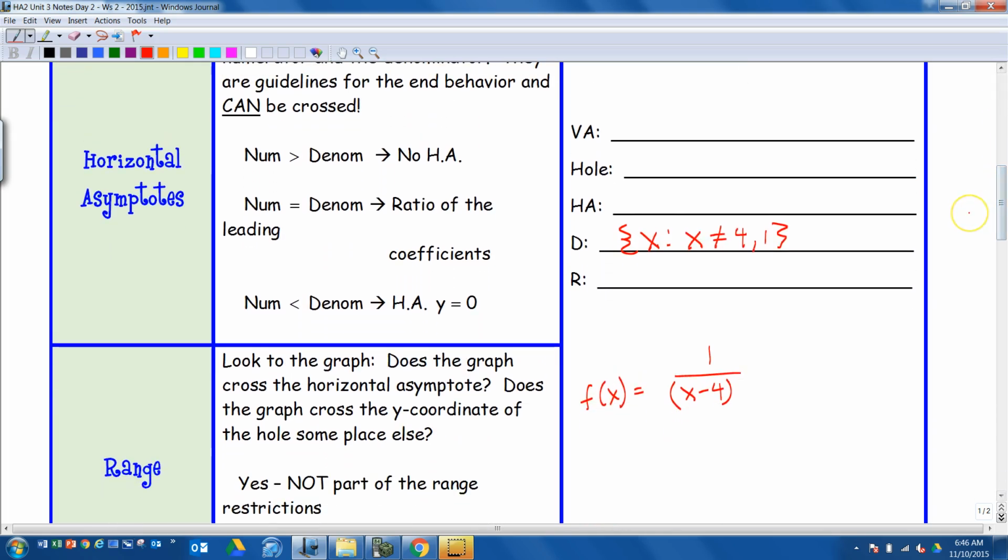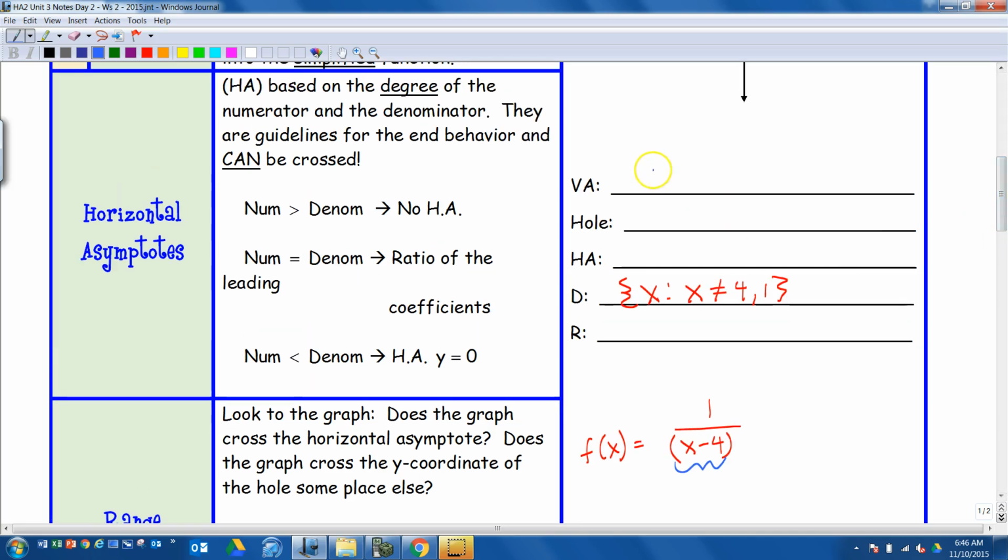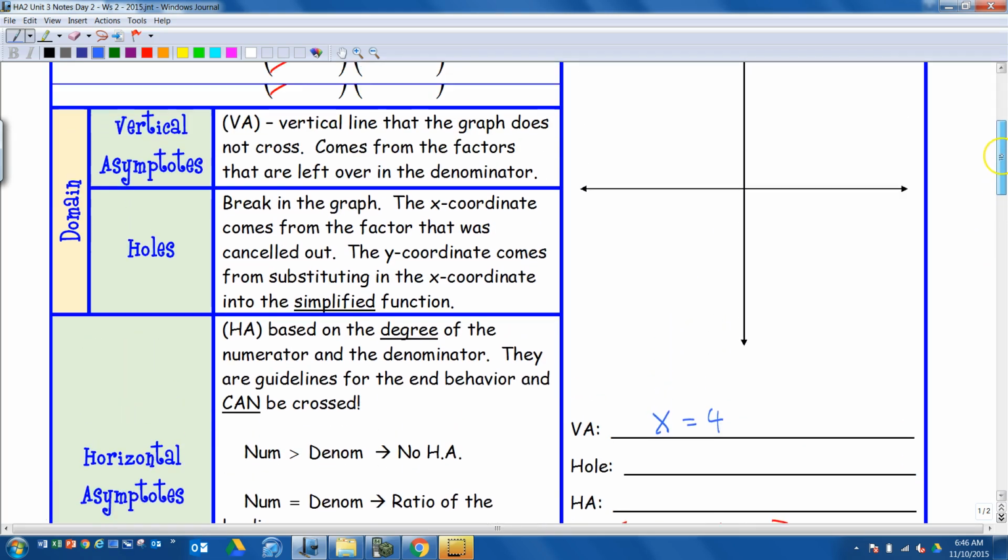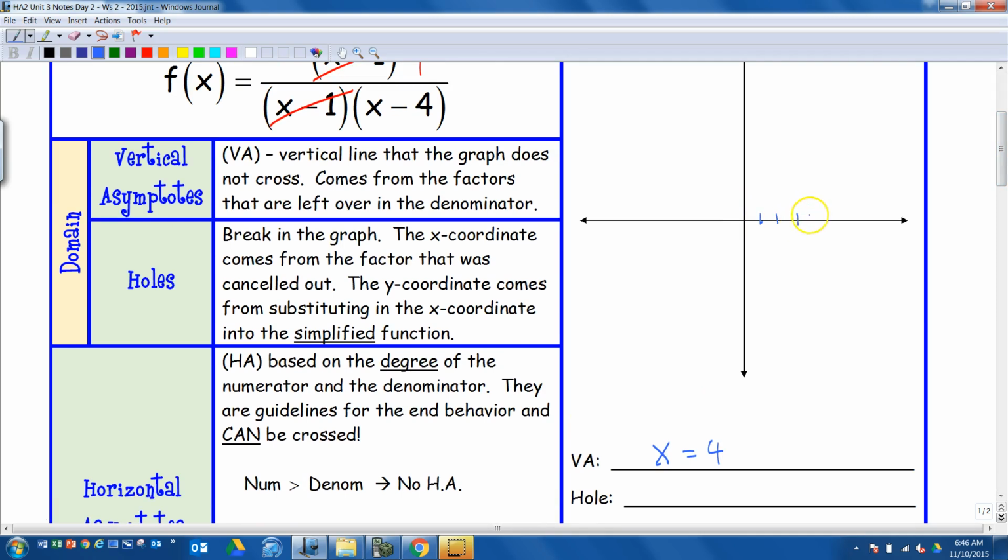Now, here's where the new things are. We have to identify what pieces we have left. Well, on the bottom, we have this piece, which means at x equals 4, because it doesn't exist, there's a vertical asymptote. And remember, a vertical line is the equation x equals. So I'm going to say x equals 4 is my vertical asymptote. And we're going to show that on the graph here. So at 4, there should be a spot where it's like a wall. The graph will not cross that line.